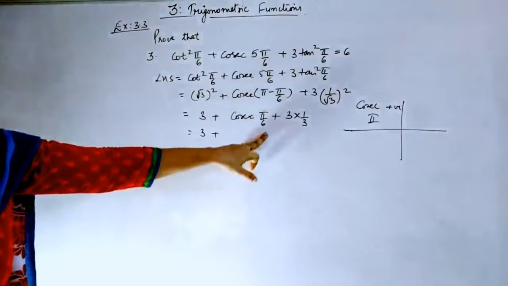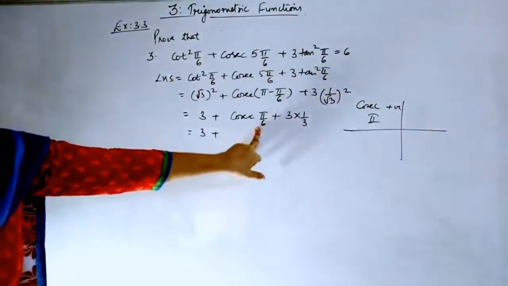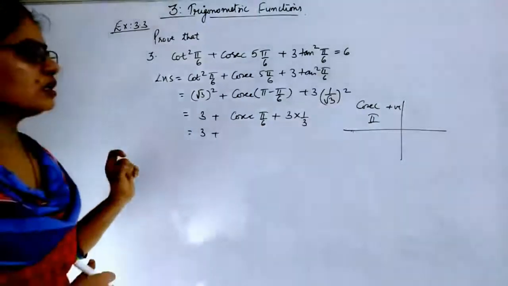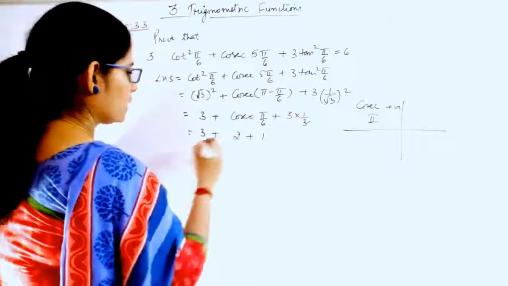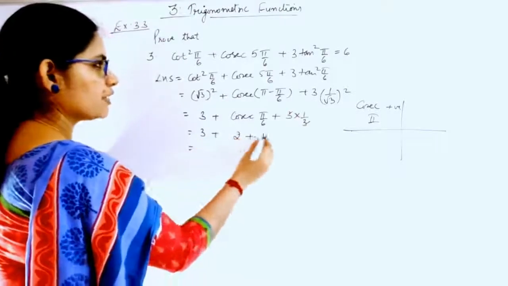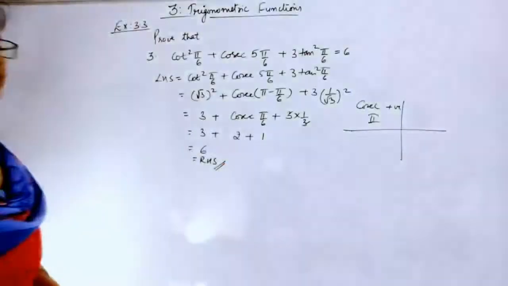What is sin pi by 6? Its reciprocal will give you cosec pi by 6. Sin pi by 6 is 1 by 2. So here cosec will give you 2. So this is 2 plus this is 1. Okay, so that you will get 3 plus 2, 5, 6, equal to RHS.